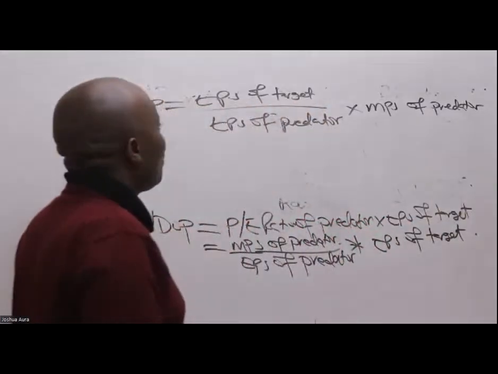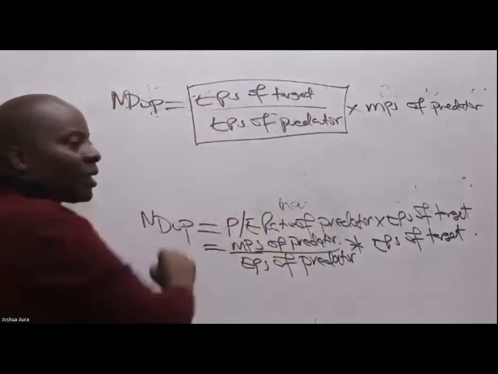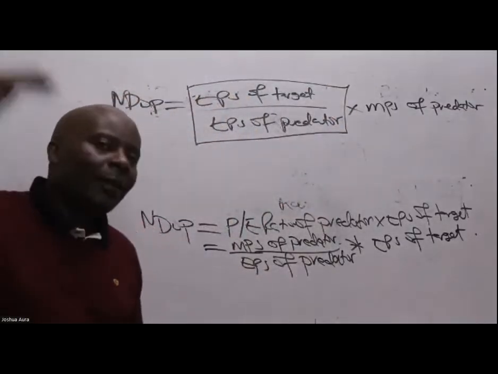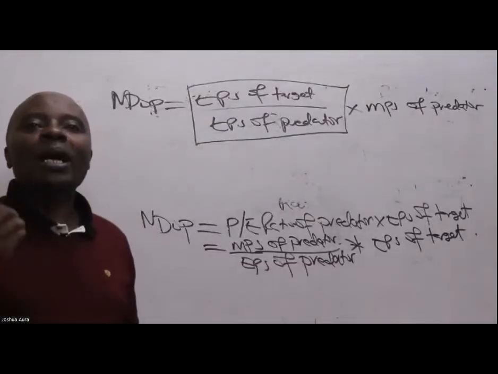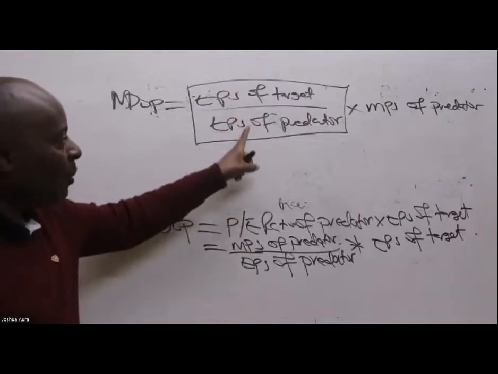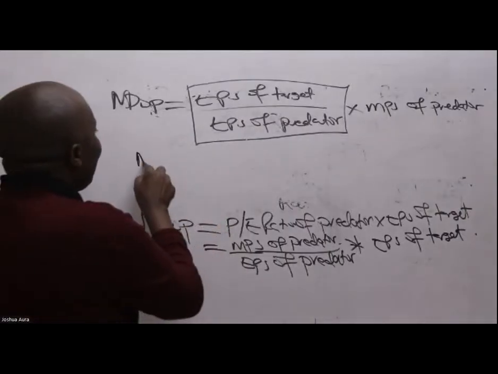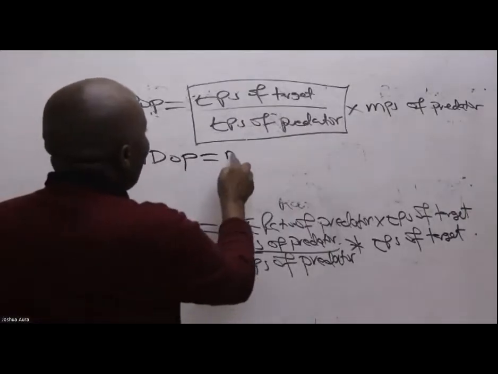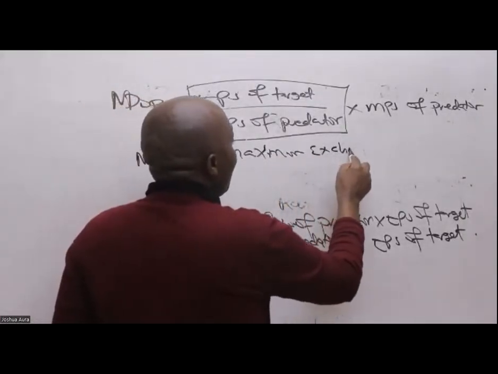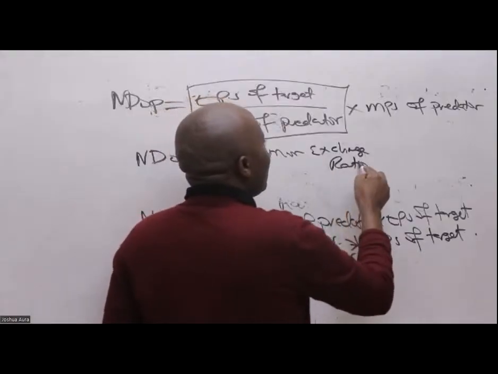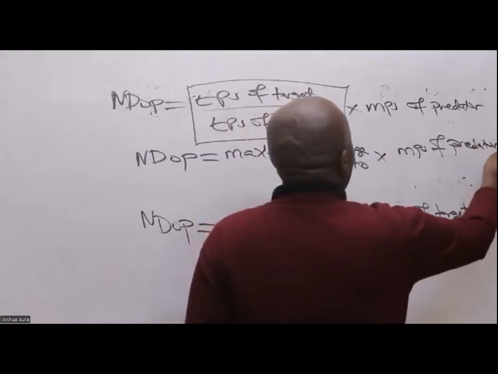And then, ladies and gentlemen, of course, this rings some bell in our minds. EPS of the target all over EPS of the predator, that is what we call maximum exchange ratio. This is what we baptize as maximum exchange ratio. So in this case here, my non-diluting offer price will be equal to maximum exchange ratio times MPS of the predator. Very, very important.